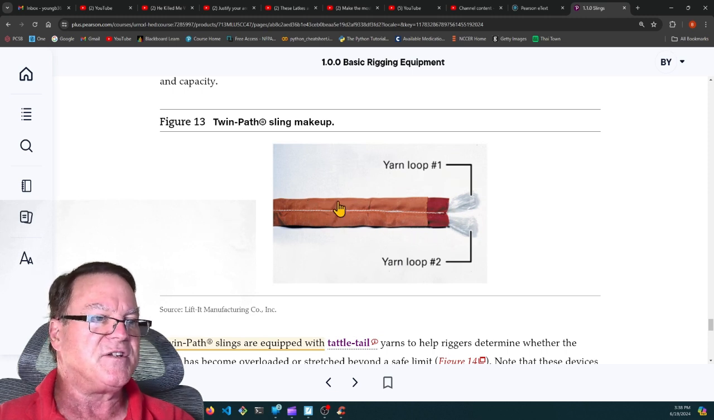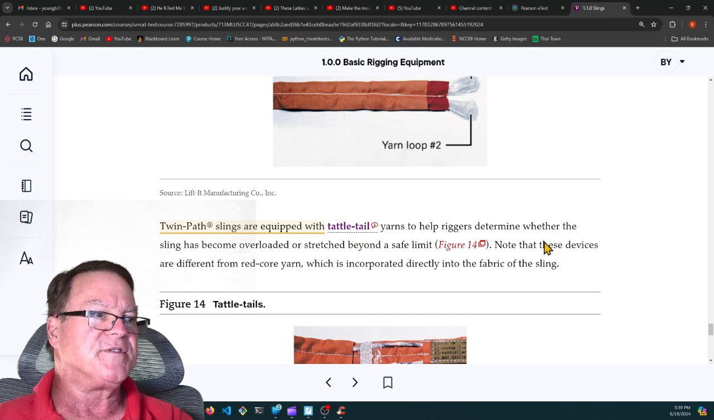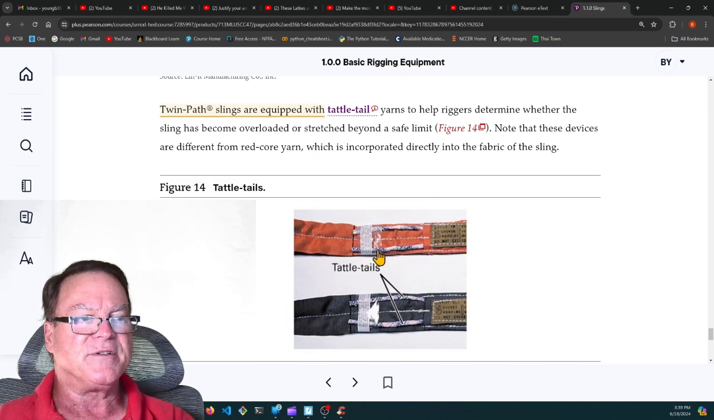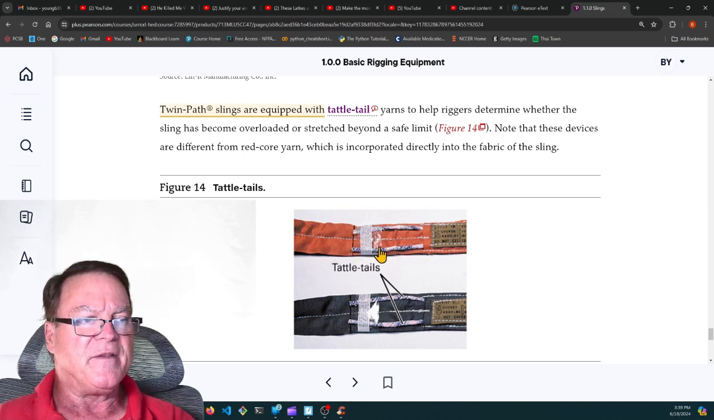You can see there are actually two sling strands that are sewn together. Twin path slings are equipped with tattletale yarns to help riggers determine whether the sling has become overloaded or stretched beyond a safe limit. These are those tattletales. They're pieces of yarn that are not used for lifting. They're just loose, and they extend out of the sling.